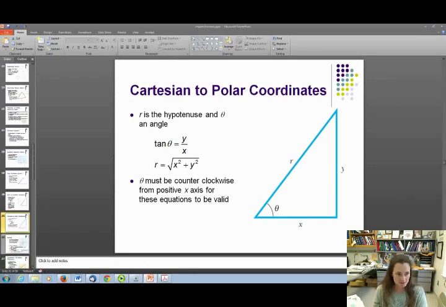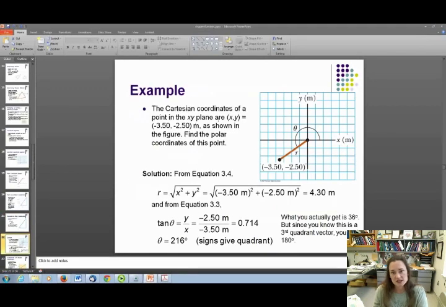All right, so here's an example problem for you. The Cartesian coordinates of a point in the plane here are minus 3.5, minus 2.5 meters, and that's shown here in this lower left quadrant. So find the polar coordinates of this point. Your length, r, from the origin to the point would be the square root of x squared plus y squared, which is the square root of negative 3.5 squared plus negative 2.5 squared. And when I do that math, I get 4.3 meters.